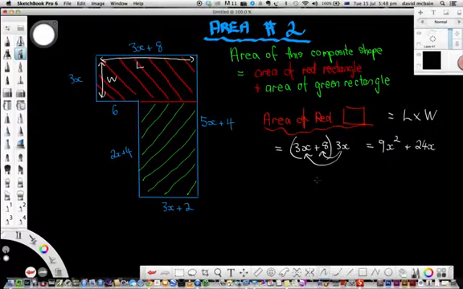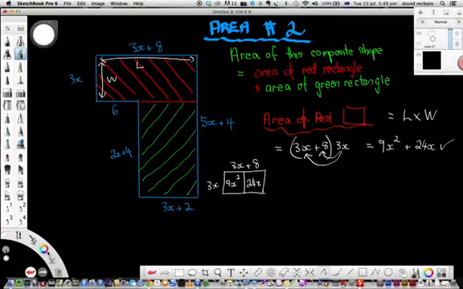And if you want to use the square box method to work that out, we'll draw a little box, 3x plus 8 along the side, and then 3x in there. So 3x times 3x is 9x squared, it goes in there, and the second box will be 8 times 3x, which is 24x. So that would equal 9x squared plus 24x, which is what we got.